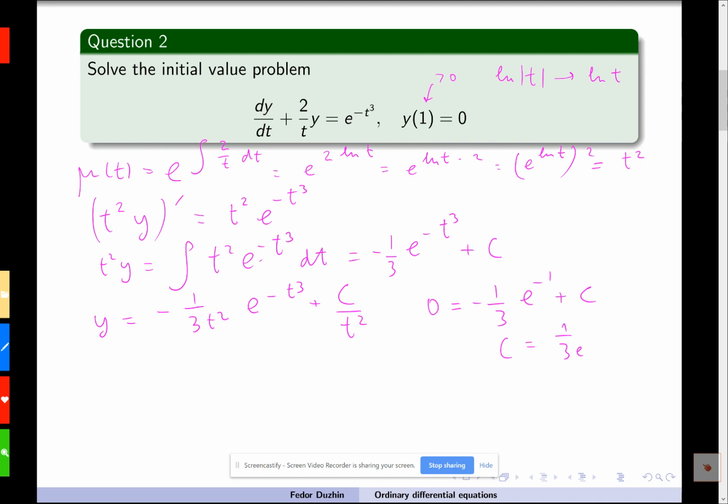So I guess that's it. And my y is going to be minus 1 over 3 t squared e to the minus t cube plus 1 over 3e times t squared. Well, that's the answer.